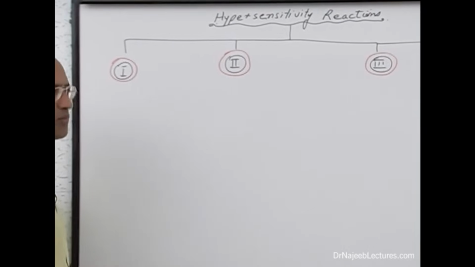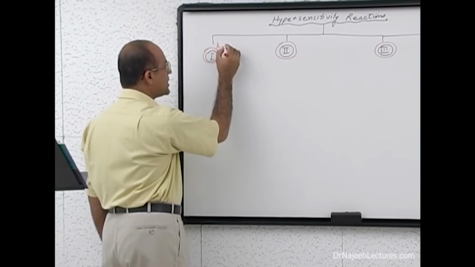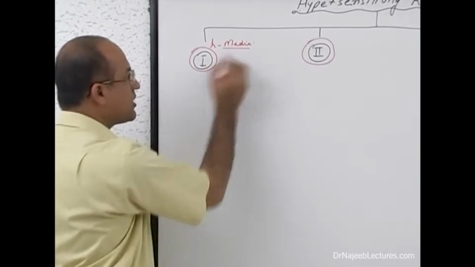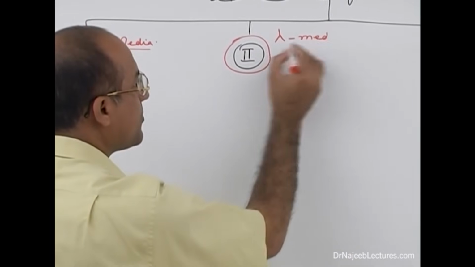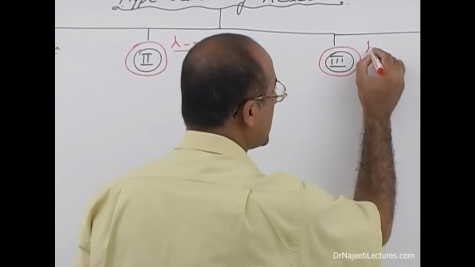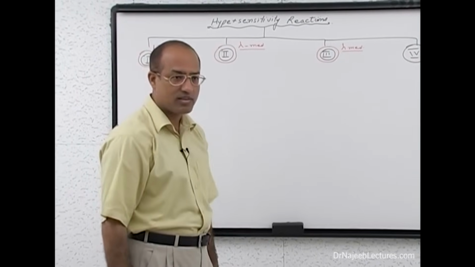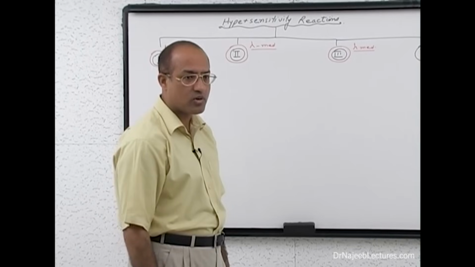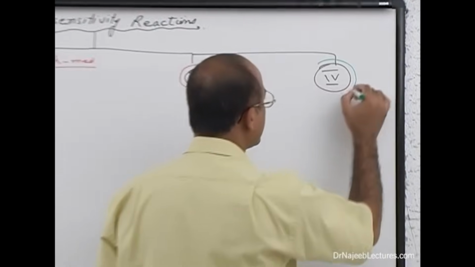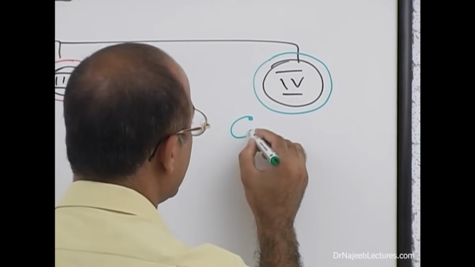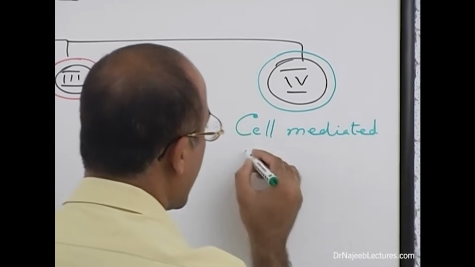All of them involve antibodies. So type 1 is antibody mediated, type 2 is antibody mediated, type 3 is antibody mediated, and type 4 does not involve antibodies. Type 4 immune reaction does not involve antibodies, it depends only on the cells. That is why it is also called cell mediated hypersensitivity reaction.